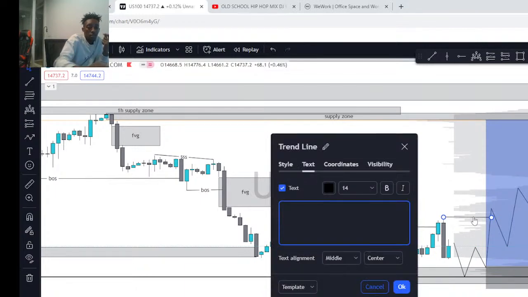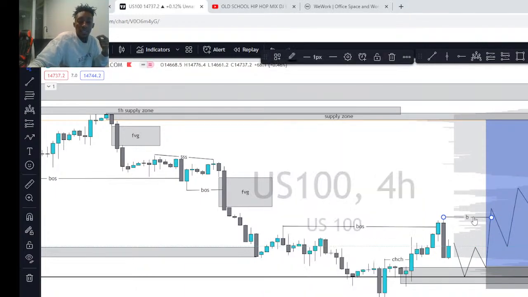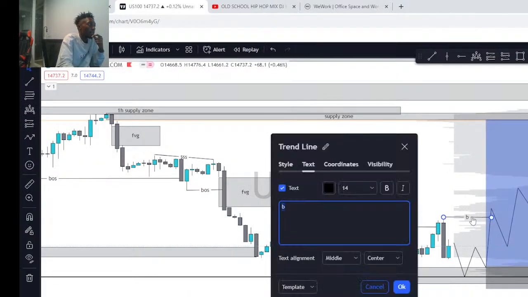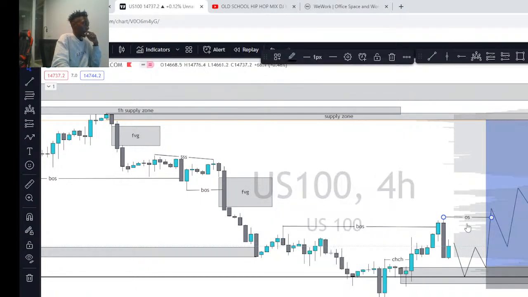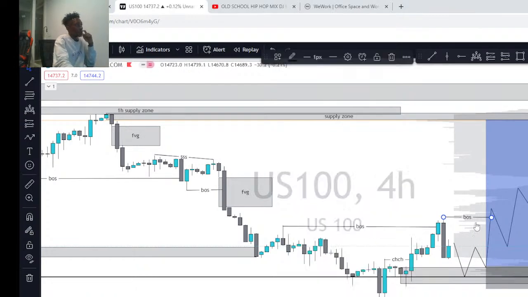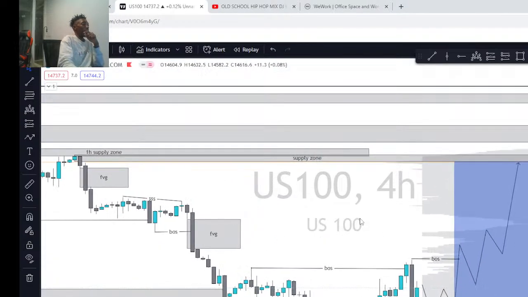Just like that, guys. So we are going to be expecting a BOS there, a break of structure. BOS. There, and then we continue buying the market. Once we experience that BOS, then we know that we continue buying the market.